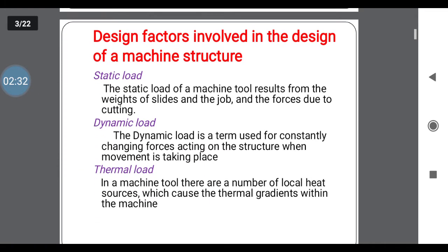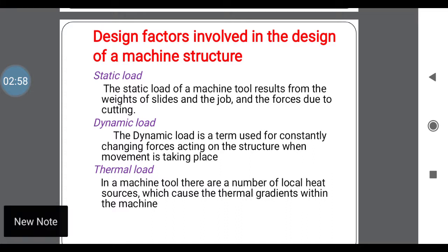First, let us know the design of the first element of CNC, that is the machine structure. Here we study the design factors involved in the machine structure. If you want to design the machine structure, what are the factors we need to know? Here we know three types of load: the static load, dynamic load and thermal load. If you know the details of these three loads, we can easily design the structure of a CNC machine.